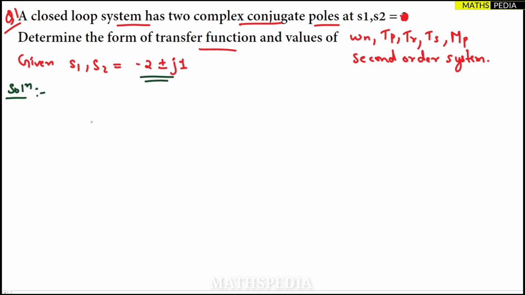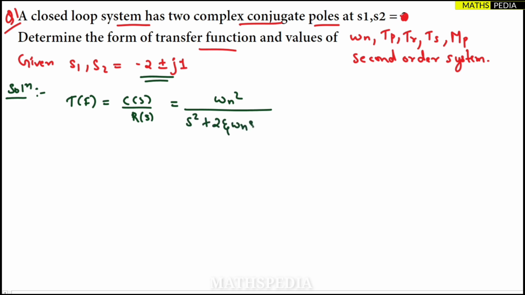Now poles are given, right? And what is a second order system? Transfer function is given as C of s by R of s, output by input, is equal to omega n square by s square plus 2 zeta omega n s plus omega n square. This is the transfer function. Now here poles they have mentioned S1 and S2. This poles will be in the factors present in the denominator of the transfer function. The poles will be in the denominator, zeros will be in the numerator. So obviously the denominator part will have the factors of poles.